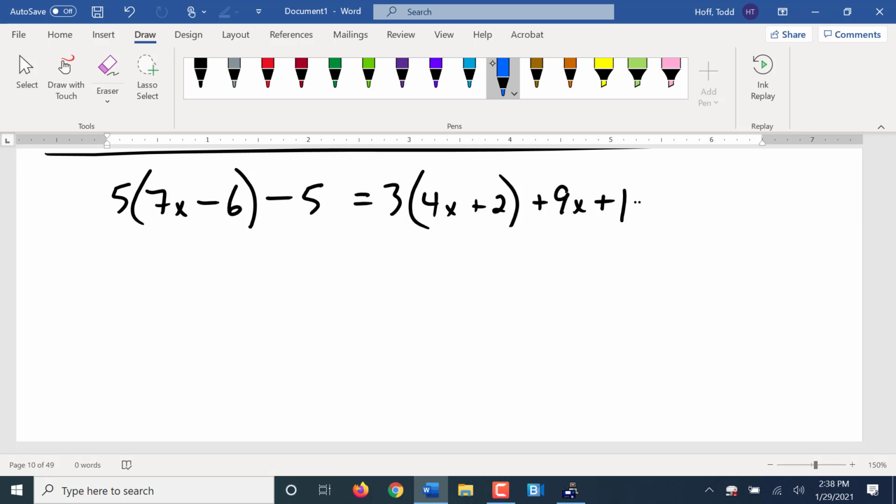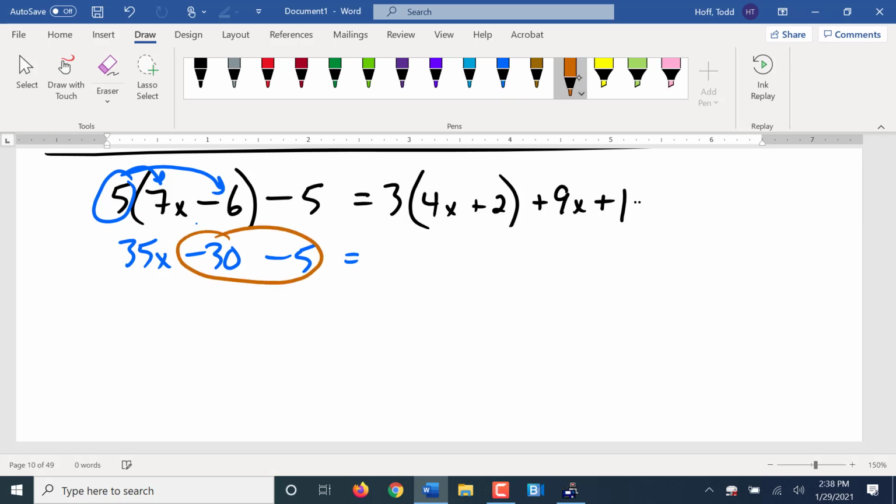So anyway, on the left side, let's combine what we can combine. Can we do anything in the parentheses? No. So we're going to multiply by the 5. What's 5 times 7x? 35x. What's 5 times negative 6? Negative 30. Now the negative 5 is not in the parentheses. It does not get multiplied. Now we're going to stay on the left side. Can we combine anything more? Yes, the numbers. So this is 35x minus 35. Now there's no more to combine on the left side.